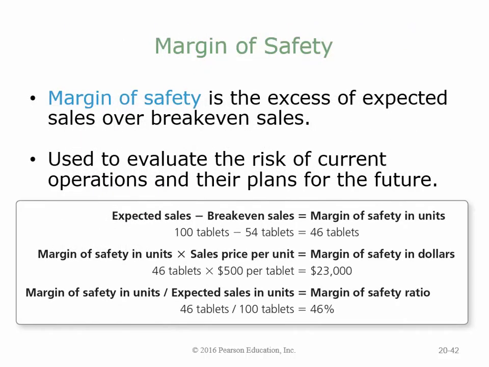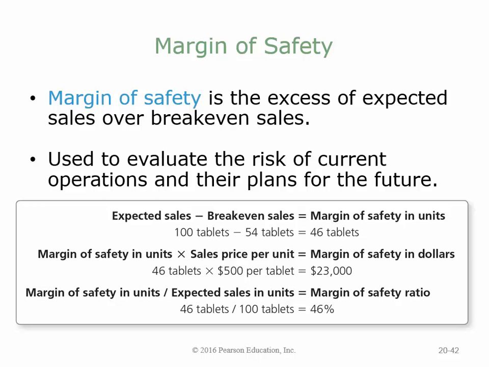So margin of safety is just the excess of expected sales over break-even sales. So if we say, hey, we expect to sell 600 units, or listen, in this case, they're going to say they expect to sell 100 tablets, and they know that they need 54 to break even, then they would say that their margin of safety is 46 tablets. Does that make sense? It's just the number over and above what you need to break even. That's it. That's all margin of safety is.